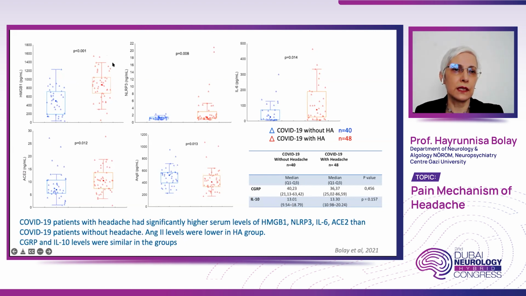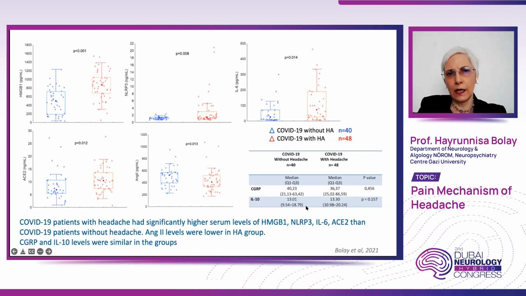So it is significantly increased in COVID-19 patients with headache compared to COVID-19 patients without headache. In parallel, we detected the NLRP3 inflammasome, IL-6 levels were increased, and ACE2 levels were increased. Surprisingly, we did not see any increase in the CGRP levels. Actually, there was a reduction in the CGRP levels.